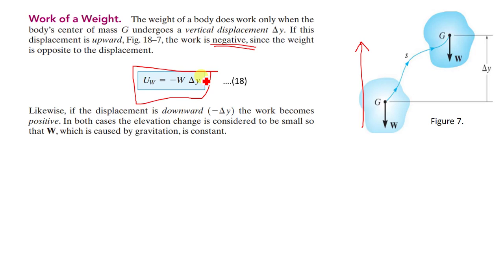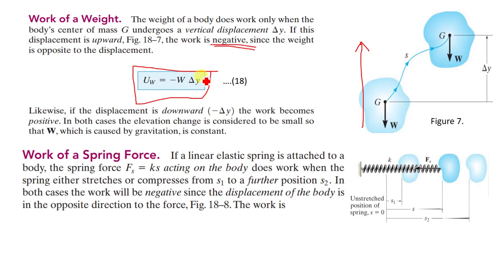Likewise, if the displacement is downward, negative Y, the work becomes positive. In both cases, the elevation change is considered to be small, so that the weight, which is caused by gravitation, is constant. So that one is self-explanatory.